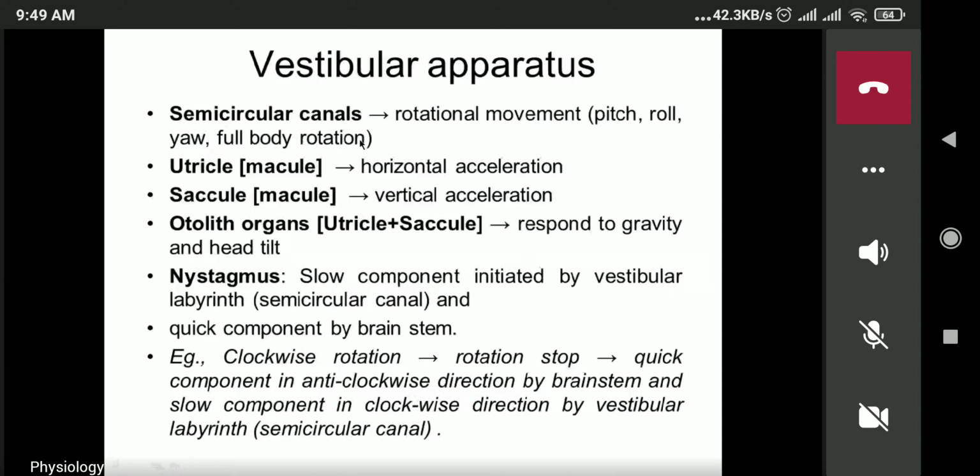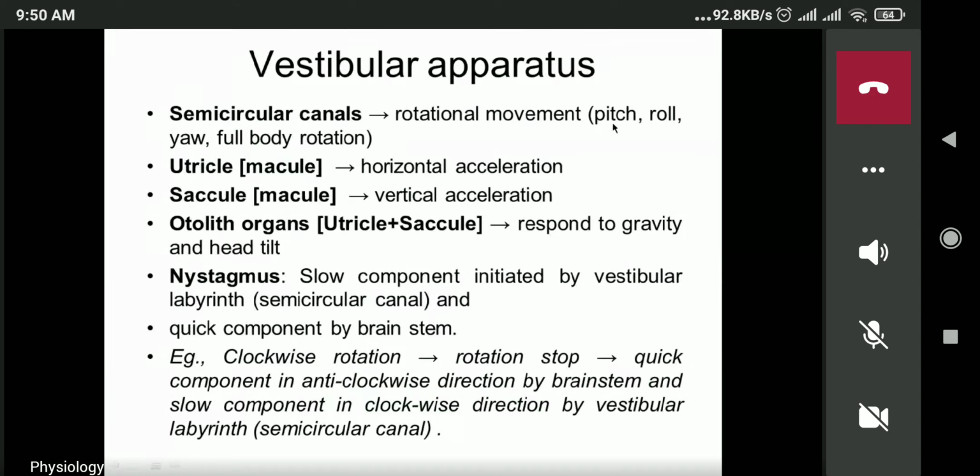Yes, sir. There are semicircular canals, and in the cristae of the semicircular canals, the hair cells are stimulated by rotational movement. Maybe pitch, maybe roll, maybe yaw, maybe full body rotation. So what is pitch? If we keep our head straight and then move it up and down, up towards the back and down towards the front, that is called pitch.